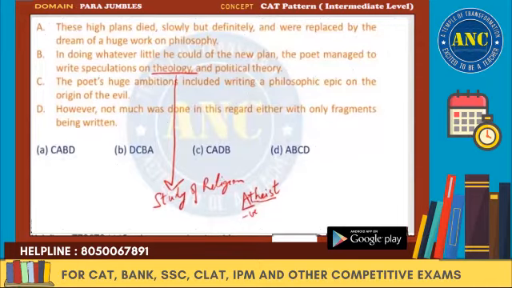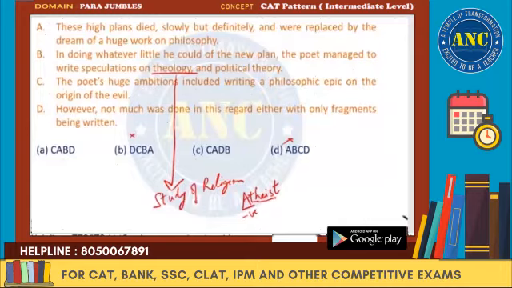C is saying the poet's huge ambitions. We'll come to that. In D, he is saying, however, not much was done in this regard either. So again, there is a precedence. Something else is there before this. So the only way of introducing the topic to us is through C. That means it's neither option B nor option D.